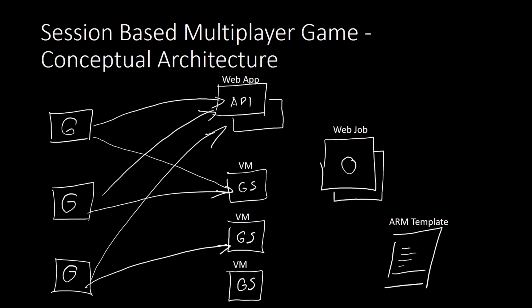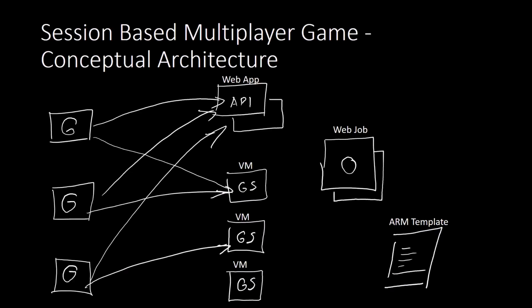So let's see how it could look in architecture if we were to put it into a diagram like this. G stands for games here, so that's the game client. It would probably need to connect to some kind of API to ask, where should I connect to? So this is a session-based game. Think of it like Halo, or one of the more famous ones would be Counter-Strike or a similar game.